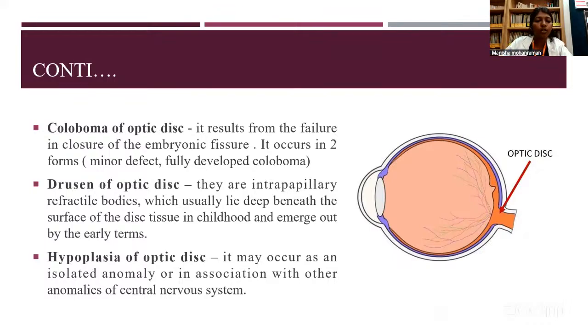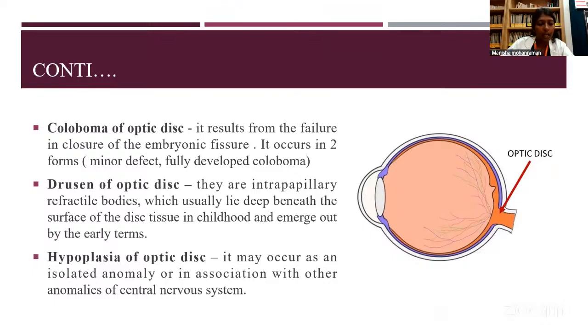The second one is drusen of the optic disc. They are interpapillary refractile bodies which usually lie deep beneath the surface of the disc tissue in childhood and emerge out by the early teens. It will look like a small yellowish part in the optic disc.